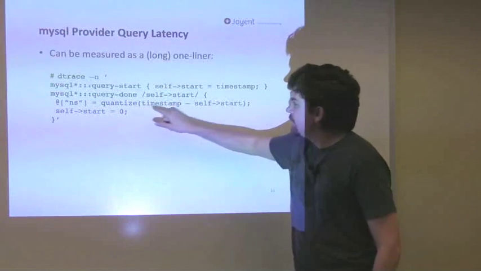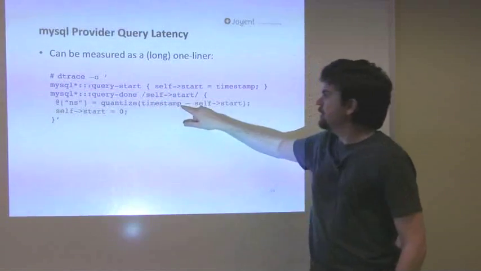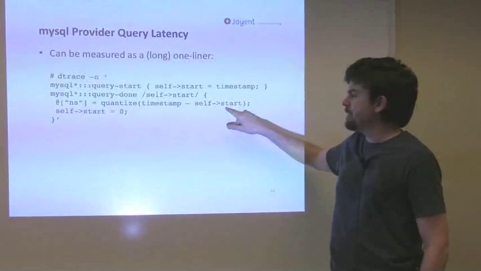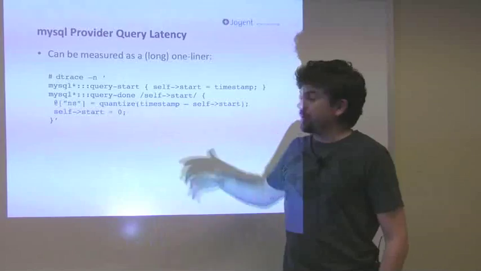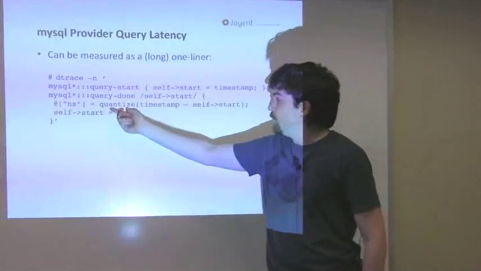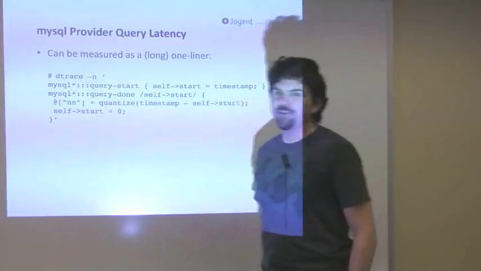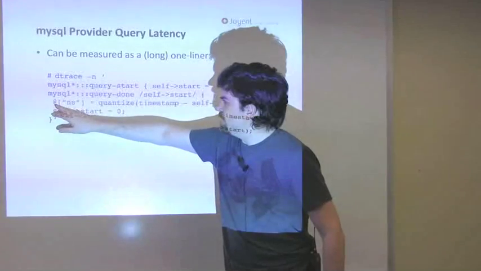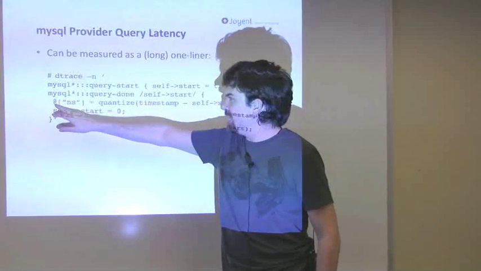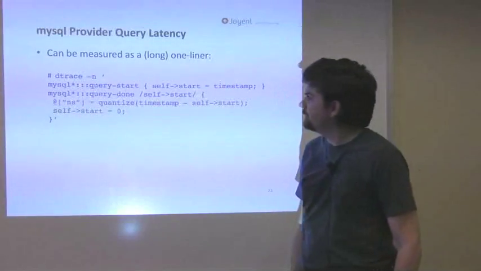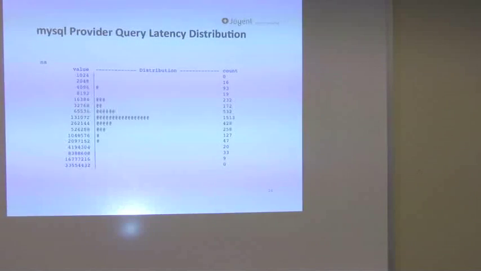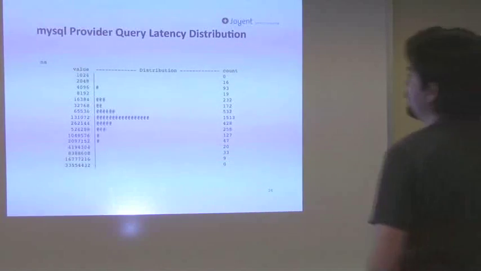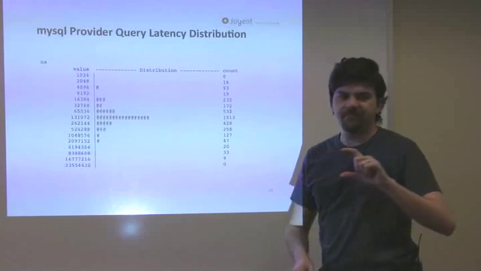We can then do the delta of now minus start, and then use a DTrace aggregating function called quantize, which gives us the distribution. This is a power of 2 distribution. I just put the text string ns in. The at is actually a prefix for a variable. Then I'll reset the self-start thread local variable. That's the output for that kind of longer one-liner.